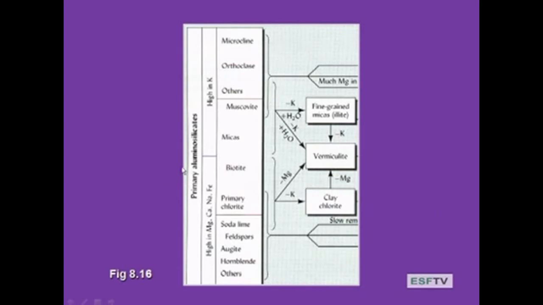So let's look at that from another viewpoint. Let's start with the primary minerals, and this is out of the text, figure 8.16. We have primary minerals that are high in potassium: microcline feldspar, orthoclase feldspar, muscovite, some of the micas. And then we get high in iron, magnesium, calcium, things like biotite, chlorite, which is a primary mineral, soda-lime feldspars, hornblende. And we already looked at these, right?